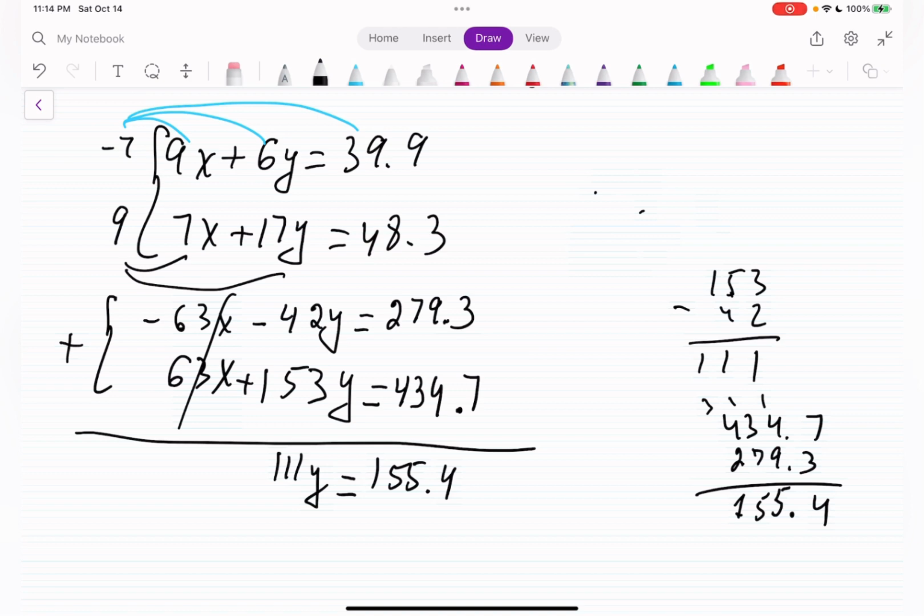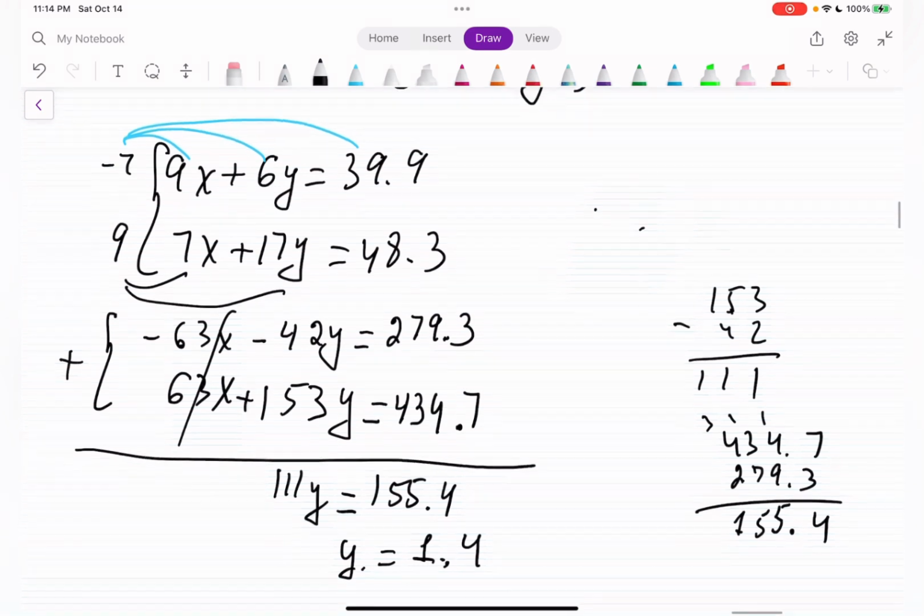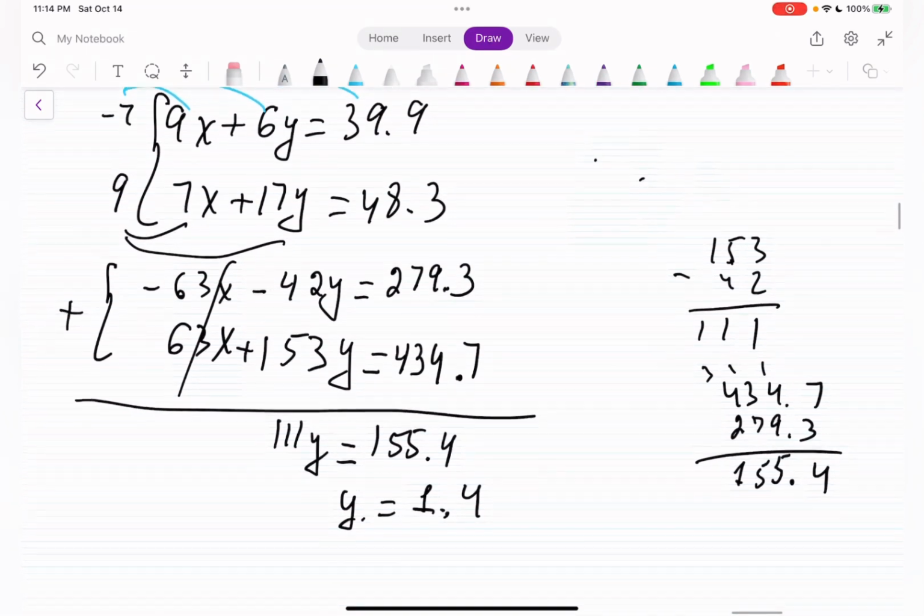And I'm going to get the result. Let me see, 155.4 divided by 111. I'm getting 1.4. y is equal to 1.4. Okay, now we need to find x.